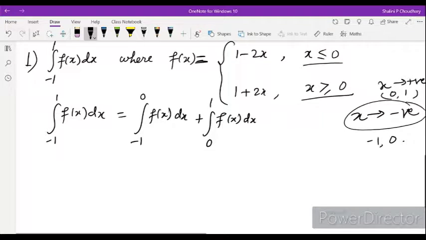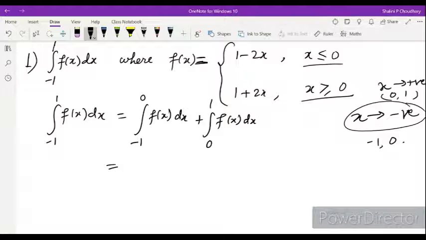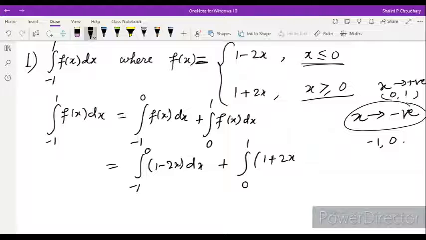Okay. Now, what will we write for this one? -1 to 0, it means negative, less than or equal to 0. So for -1 to 0, we'll write 1 minus 2x dx, and for this one, 0 to 1, it means x is greater than or equal to 0. So here we'll write 1 plus 2x dx. Now we'll solve this.